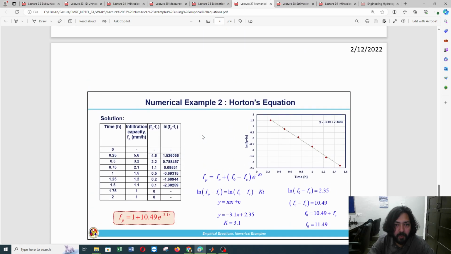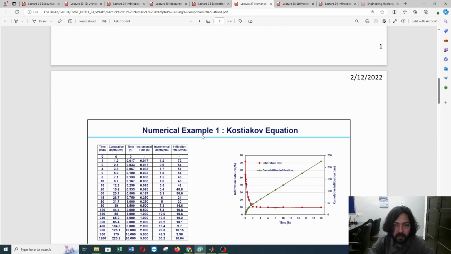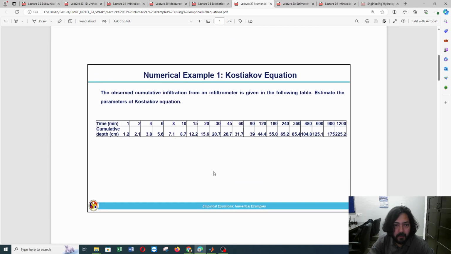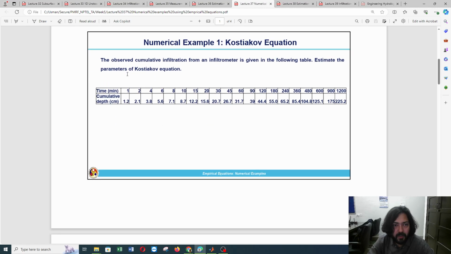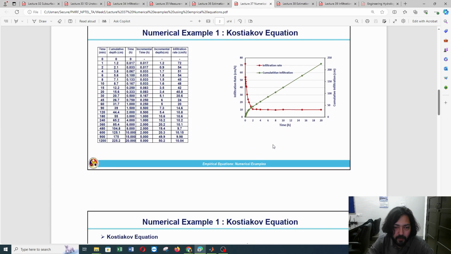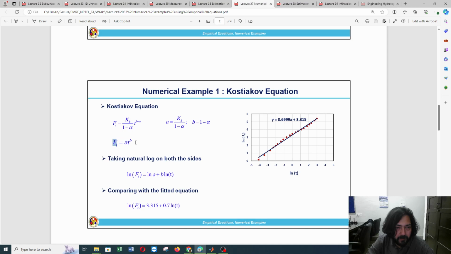Now let us look at a numerical example based on both equations, that is Kostiakov's equation as well as Horton's equation. If you look at Kostiakov's equation, this is the given data set. They will give you the time and the cumulative depth. What they have asked here is to estimate the parameters of Kostiakov's equation. The parameters of Kostiakov's equation are A and B, right? So we need to calculate A and B. What they have given us is T and cumulative infiltration, right?